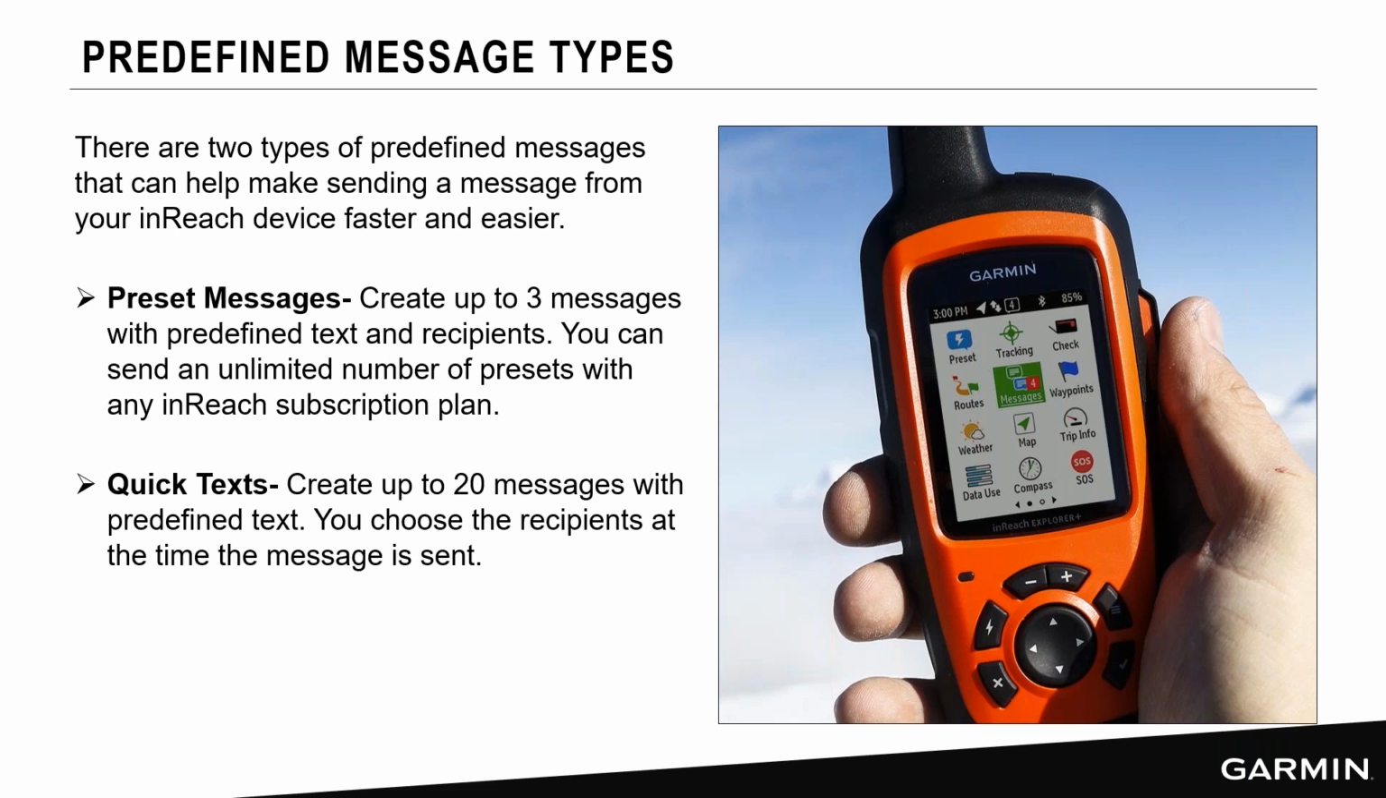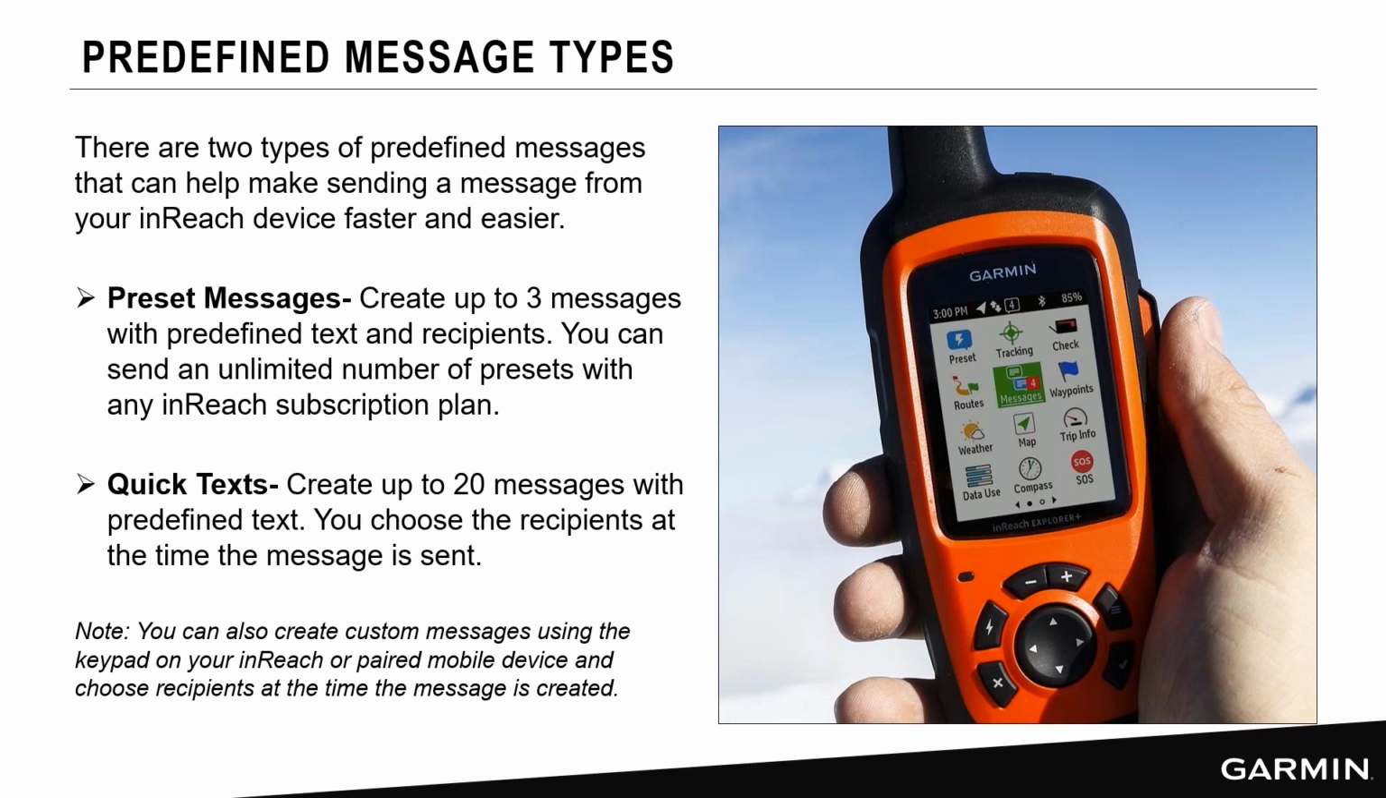A quick text, you also create ahead of time. You can have up to 20, and think of them just as the title says, a quick text. It allows you to quickly type a response to somebody or create a new message to someone using that pre-canned message. It does cost the same as a regular message. It's really just to make it faster for you to type. And I'll show you an example of how I use it in a second.